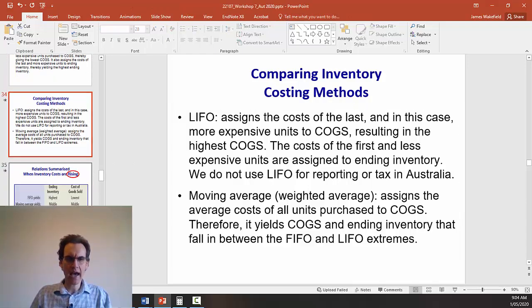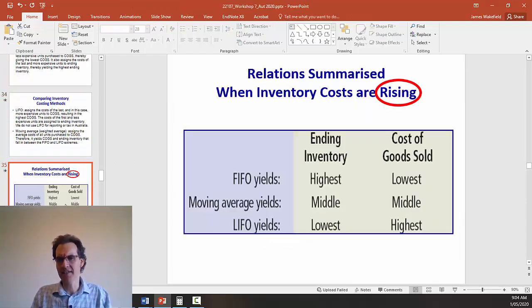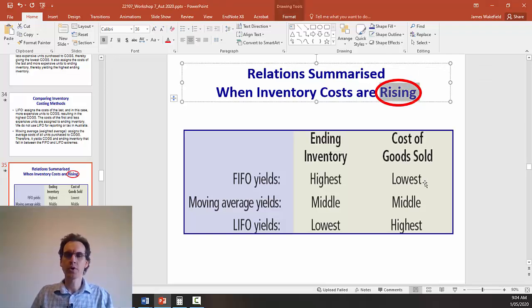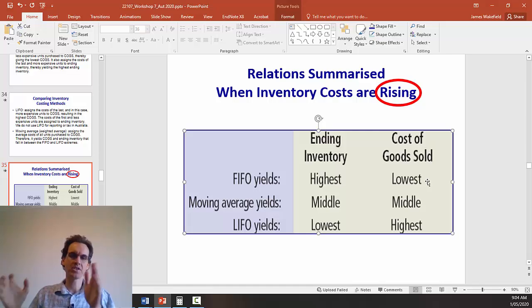So if we look at a table that summarizes the implications of the different inventory costing methods, what you can see is that the first in, first out method, if prices are rising, will give you the lowest cost of goods sold, because assuming you're selling the first in, which is the cheapest, you're getting the lowest first in, first out determined cost of goods sold.